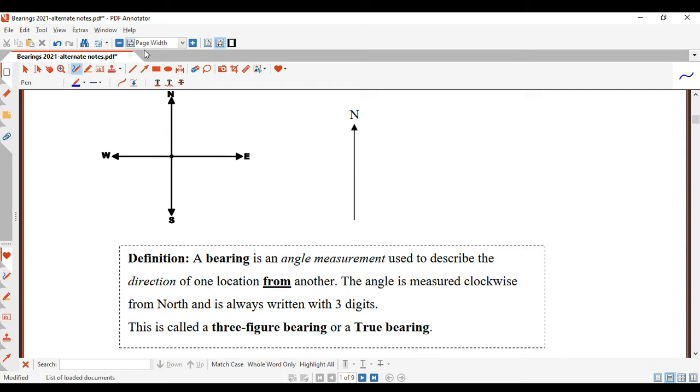Just to recap, a bearing is an angle measurement used to describe the direction of one location from another. The angle is measured clockwise from north and is always written with 3 digits. This is called a 3-figure bearing or a true bearing.